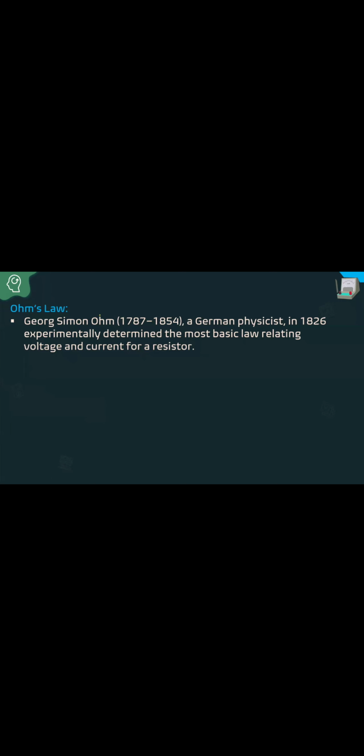George Simon Ohm, a German physicist, in 1826 experimentally determined the most basic law relating to voltage and current for a resistor. What is the relation between voltage and current in a resistor? Let's consider a conductor. Let L be the length of the conductor.